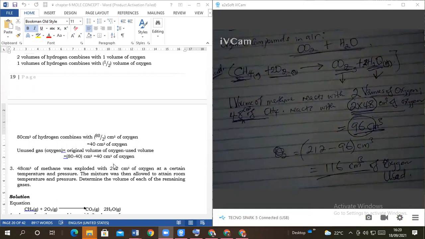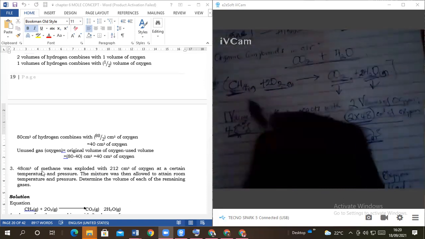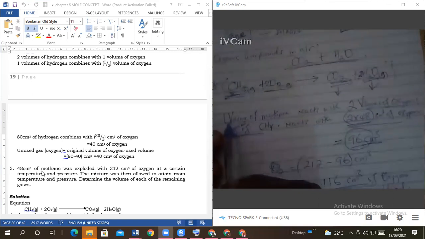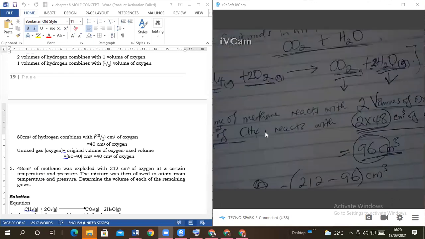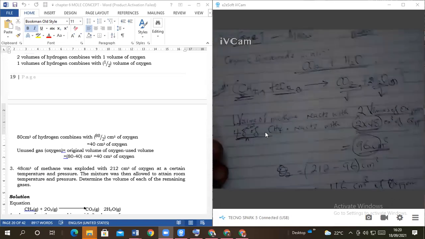Yes. Now, they told you that 48 cubic centimeters of methane was exploded with 212 of oxygen. So you wanted us to use this volume of oxygen. Gay-Lussac studied the behavior of gases. They obey a simple volume ratio. Now, from the equation of reaction, we have found out that 1 volume of methane reacts with 2 volumes of oxygen. Do you see that? Yes. From our equation?